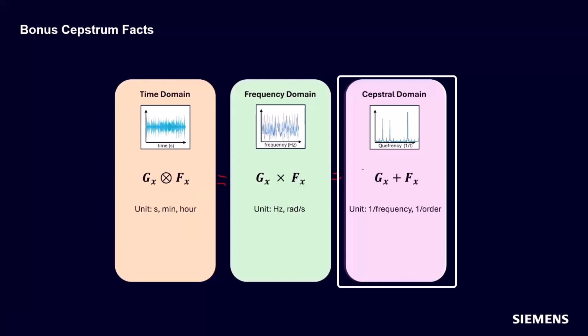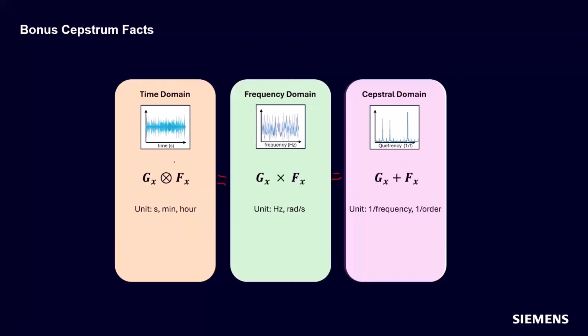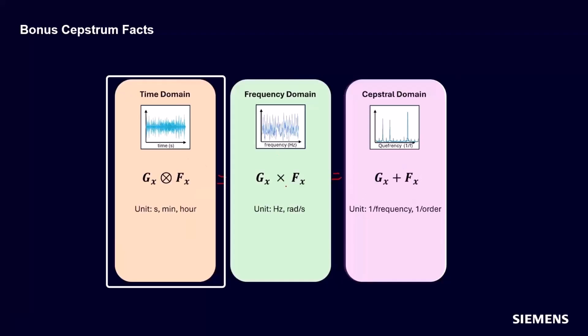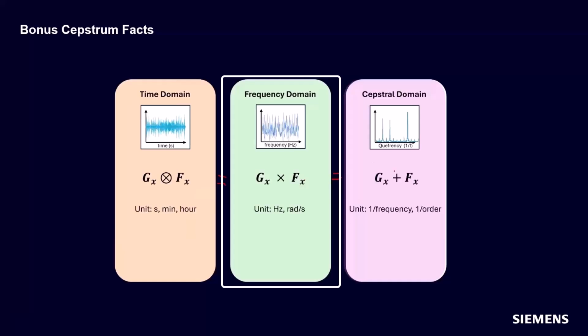So sometimes people will use the Cepstrum domain to subtract or add out different path characteristics in their signal. And this is employed a lot in voice measurements and voice processing. So just something cool. Convolution in the time domain is equal to multiplication in the frequency domain, which is equal to addition in the Cepstrum domain. The units in the time domain are seconds, minutes, hours, days, however you want to measure time. In frequency, it's usually hertz or radians per second. And in Quefrency, it's usually 1 over the frequency or 1 over the order.